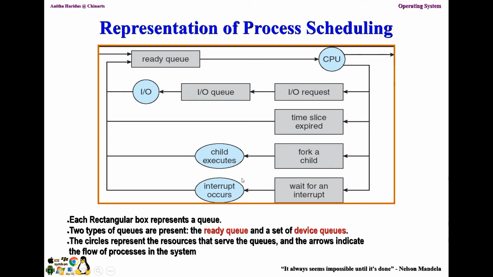Now imagine a process is in the ready queue. Since it is in the ready queue, when the CPU is idle, you are going to push the process from the ready queue to the CPU, and the CPU is currently executing the process.